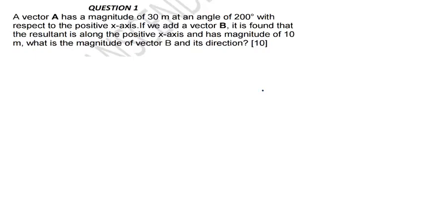So the first question is vector A. A vector A has a magnitude of 30 meters at an angle of 200 degrees with respect to positive x-axis. If we add vector B, it is found that the resultant is along the positive x-axis and has a magnitude of 10 meters. What is the magnitude of vector B and its direction? 10 marks. This question came in last year's final exam.